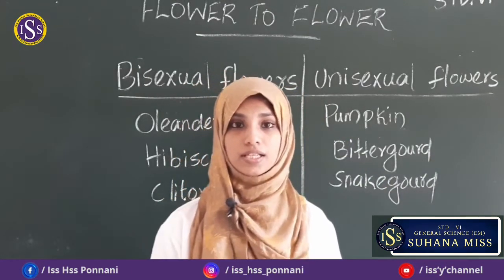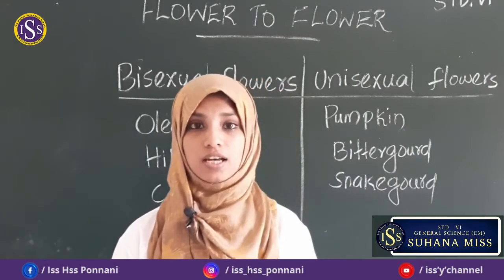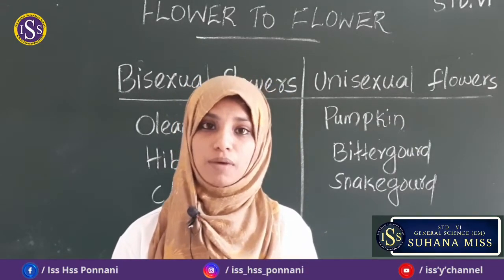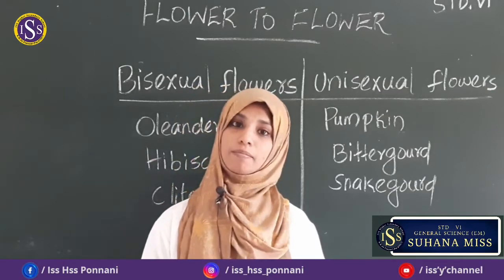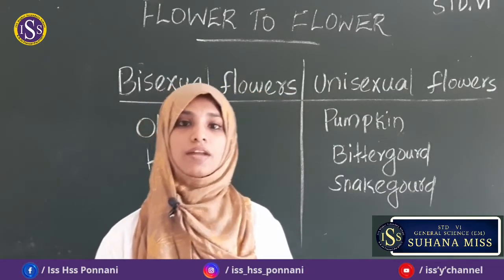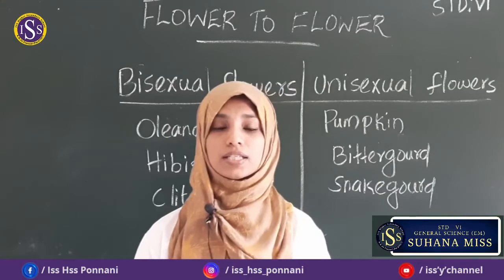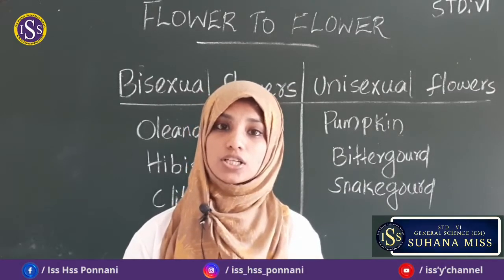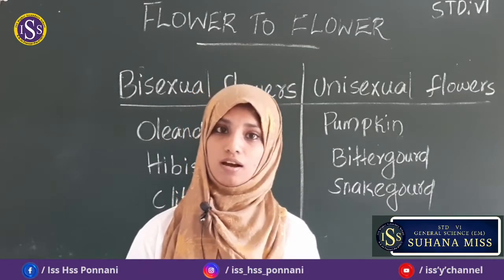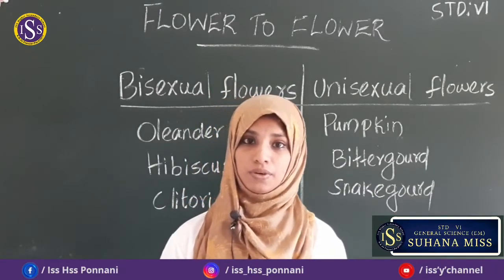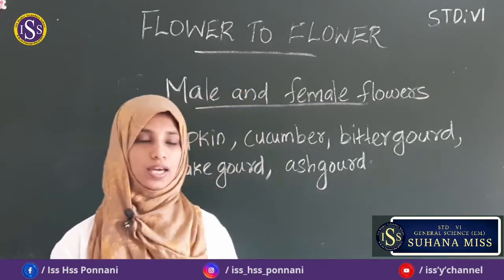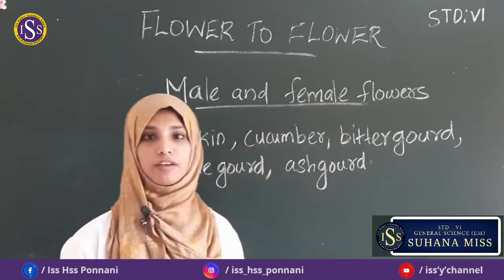Once again, repeat it. In bisexual flowers, the androecium and gynoecium are seen in the same flower. And when the androecium and gynoecium are seen in separate flowers, it is called unisexual flowers. Okay. The next topic is male and female flowers.